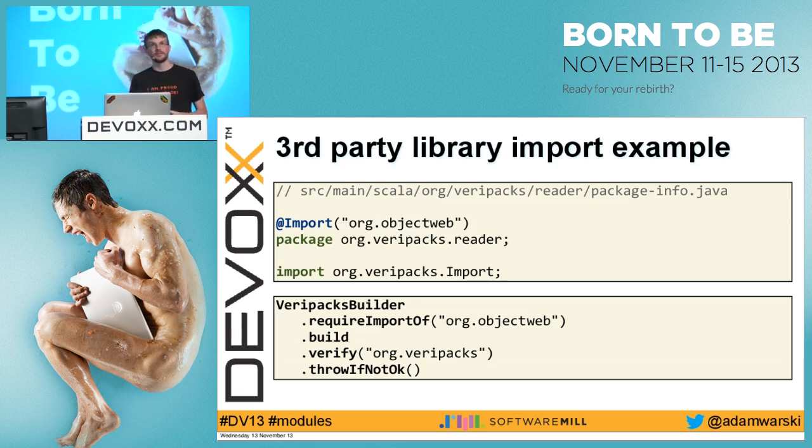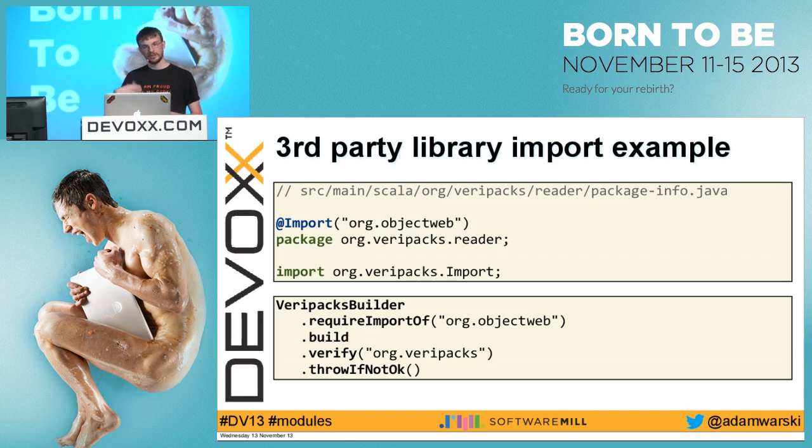So as an example, let's look at the implementation of Veripacks. Veripacks uses ObjectWeb ASM to read the class metadata. ObjectWeb ASM is a library for parsing class files and reading annotations from them and so on without actually loading the class.